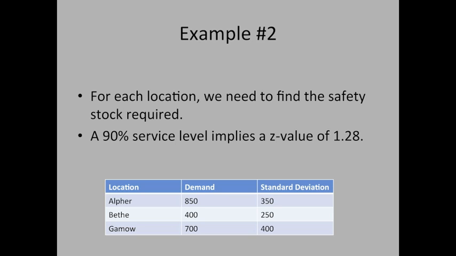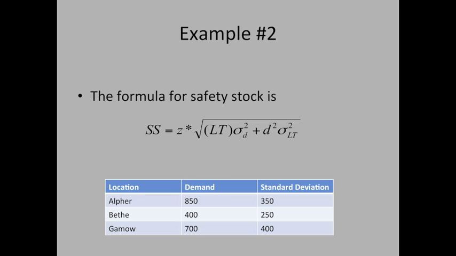Well, the first thing we need to do is figure out what the z-value is. A 90% service level implies a z-value of 1.28. If we look at the good old chart on pages 437, 438, we look up 0.9000 as a probability, and we see that this corresponds to a z-value of 1.28. So we have all of our ingredients for each of these cases. We have demand, and a standard deviation of demand, in weekly terms. We have lead time in weeks, and standard deviation of lead time in weeks. So we don't need any unit conversion here. And we have our Z value.